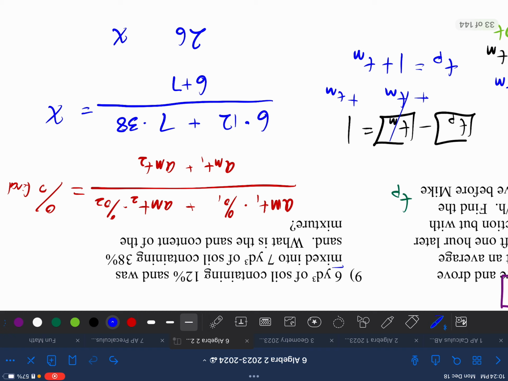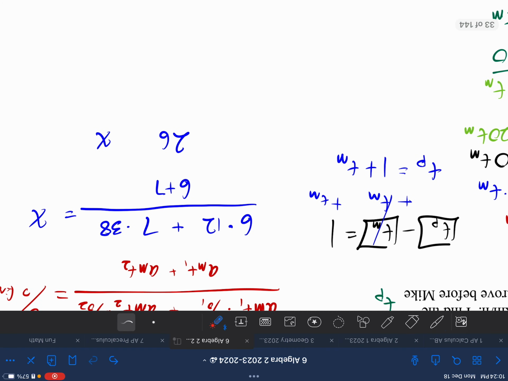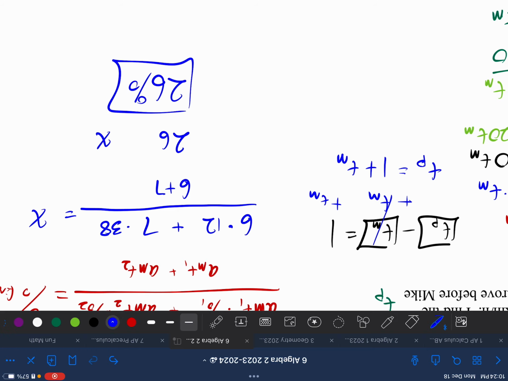So just make sure that you know what you're looking for. The sand content of the mixture is 8%, so our final answer is going to be 26%.